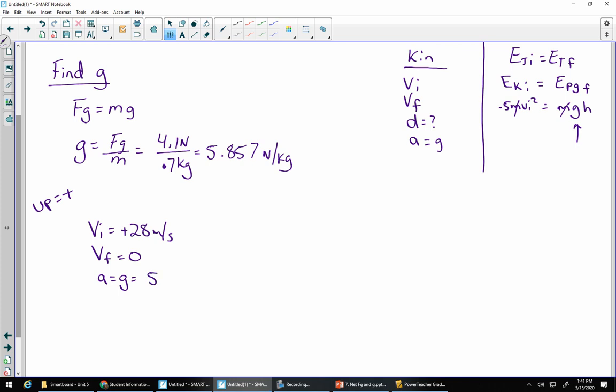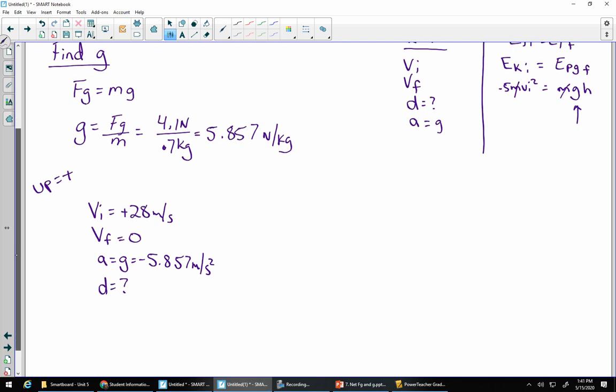It's going to be 5.857 newtons per kilogram, or in this case it actually works a little bit better because we're talking about it in terms of its acceleration in freefall, meters per second squared. The only thing I really have to keep in mind is that it's going to be downwards towards the planet, so I'm going to put a little negative in there. And then d is going to give me my maximum height, so that's my question mark.